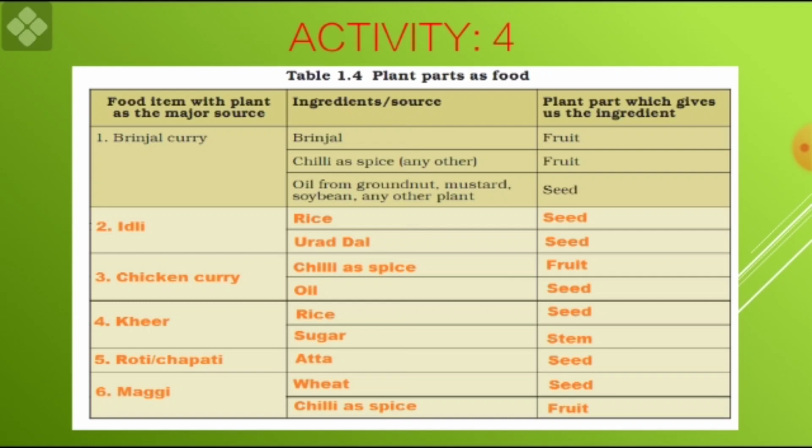The next food item, roti or chapati. It could be atta. Atta comes from the wheat seed. Maggi, the ingredient is wheat. Chili, it is the fruit part again.